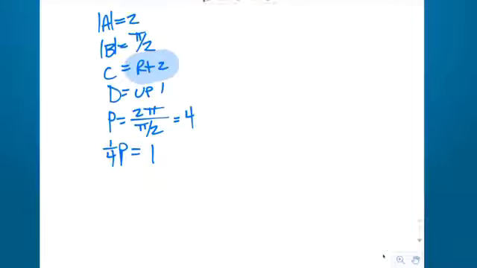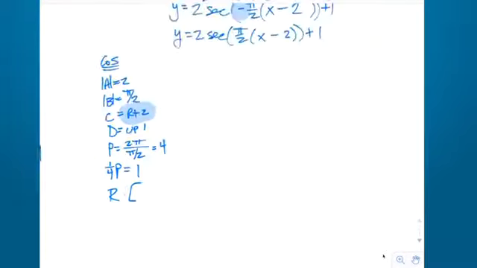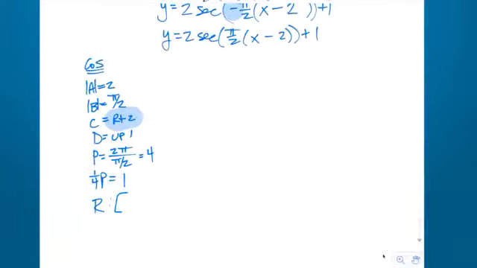All right, so the last thing I think I'll do is the range to help us set up the graph a little bit better. The D value is 1, and from there we go down to and up to the amplitude. So 1 minus 2 is -1, and then 1 plus 2 is 3. So that's the range for cosine, not the range for secant.